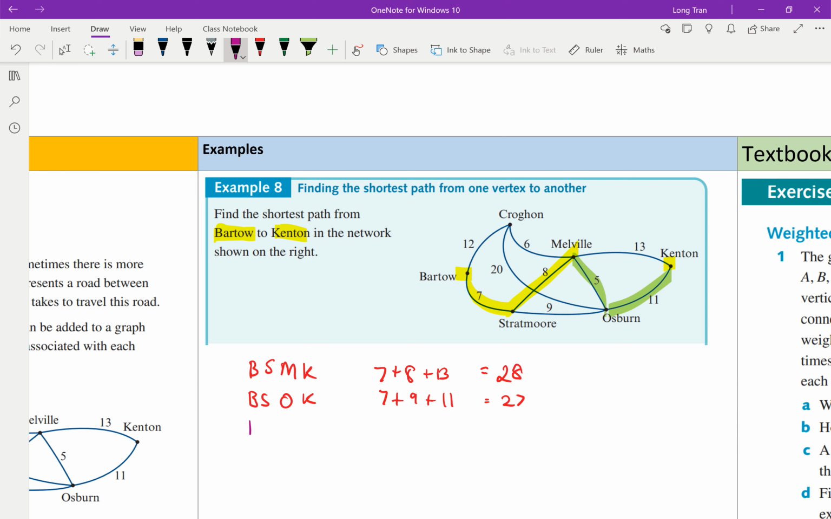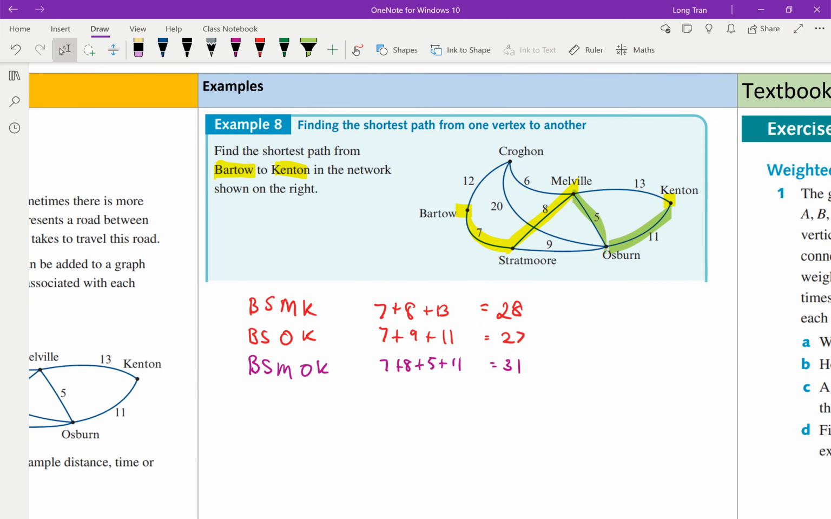I tried this one as BSMO, then K, and that gave me a total of 31. 7 plus 8 plus 5 plus 11, unfortunately. So there you go. So the shortest pathway must be then BSOK, which gives you a distance of 27, or a weight of 27.